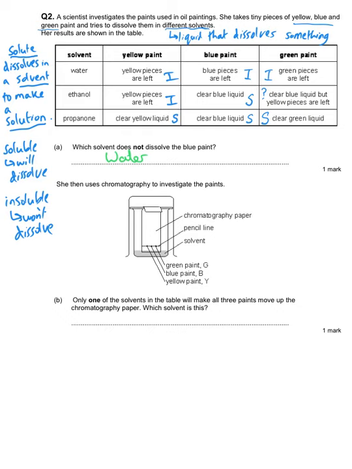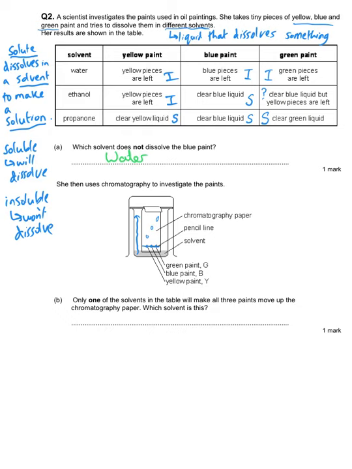She then uses chromatography to investigate the paints. And what we have in chromatography is we have the piece of chromatography paper, which has got a pencil line marked on it, and 3 spots of the different coloured paints will be placed upon it. And then the solvent rises up the paper, and what happens is the different coloured paints will rise different distances up the paper as they dissolve the oil and carry it up the piece of chromatography paper.